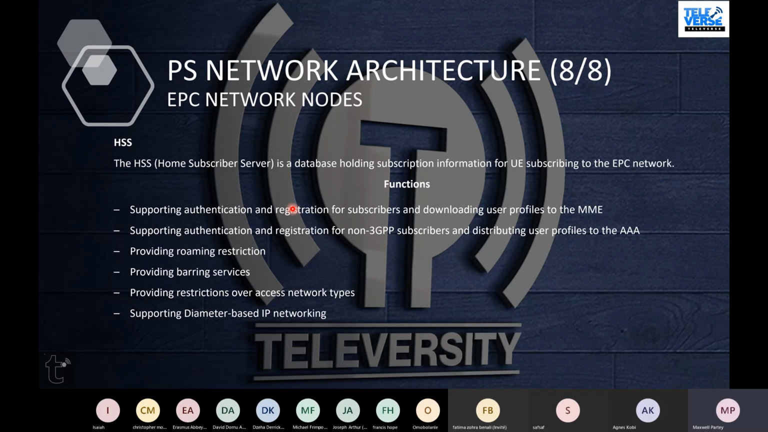Okay. Now, apart from authentication, you can also provide roaming restriction. You can provide barring services, provide restrictions over access types. And then one thing about HSS, unlike its predecessor node HLR, which supports MAP, the Mobile Application Protocol, this node supports Diameter. Okay, so we will talk about it more hopefully tomorrow.